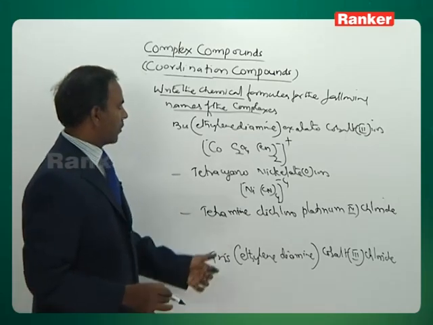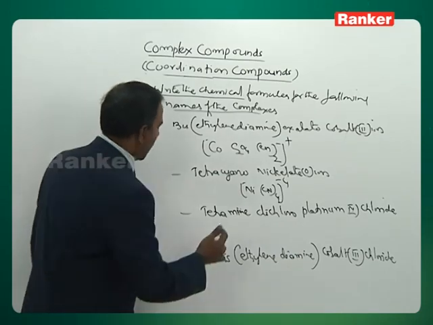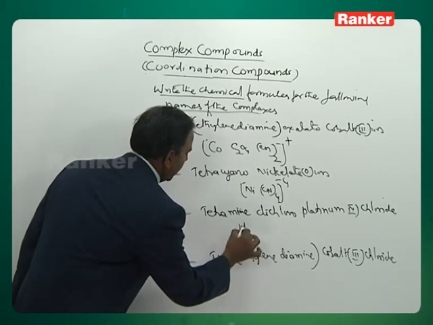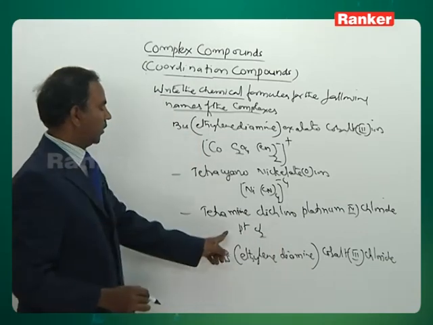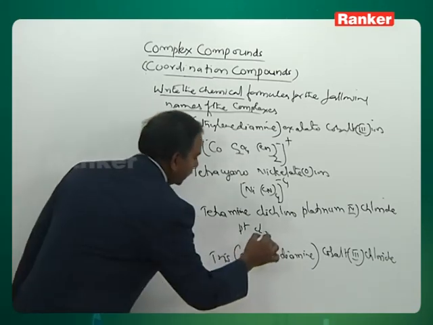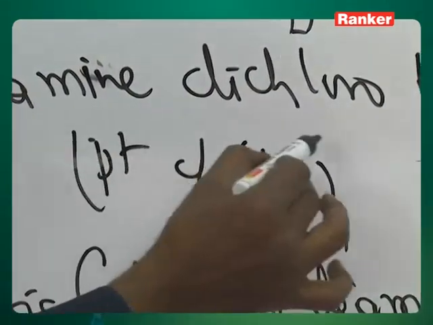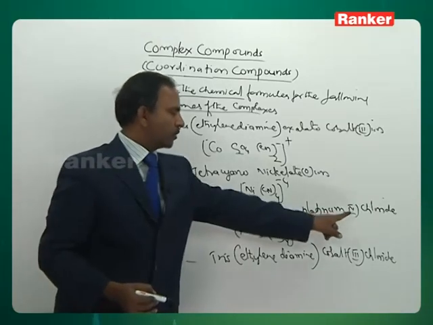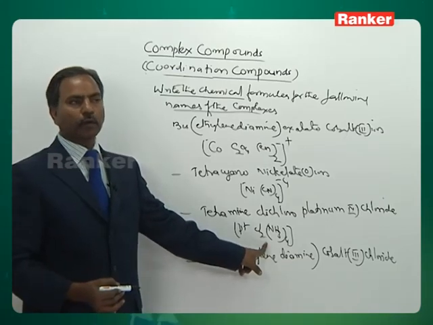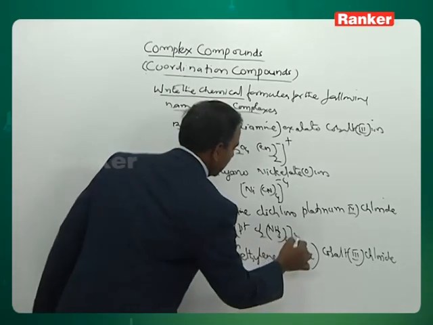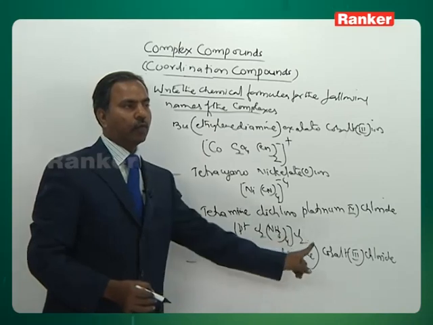Coming to the next one, tetraammine dichloro platinum 4 chloride. First you write platinum. Yes, platinum. Then dichloro, write Cl2. After the metal you have to write the negative ligands. Then tetraammine, NH3 taken 4 times. Then chloride is said, and moreover the oxidation number is 4. Only 2 chlorides are there; to make platinum plus 4 oxidation number, 2 more chlorides are required. Therefore it is tetraammine dichloro platinum 4 chloride.